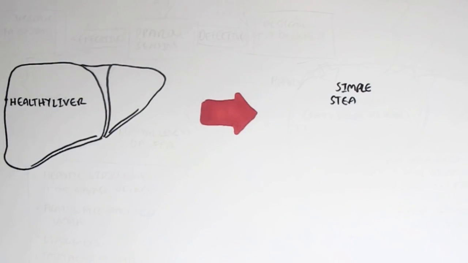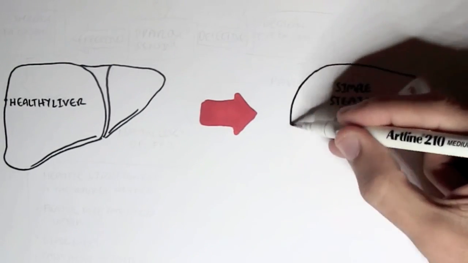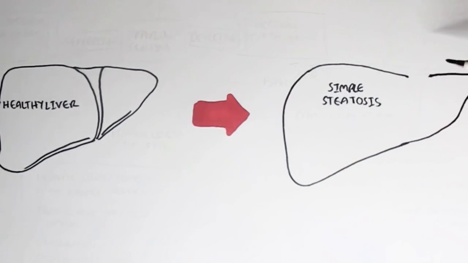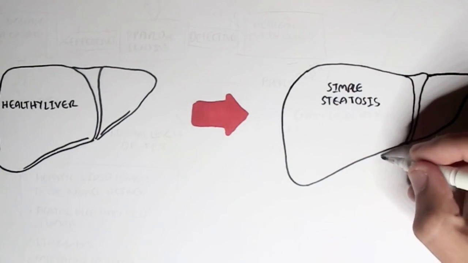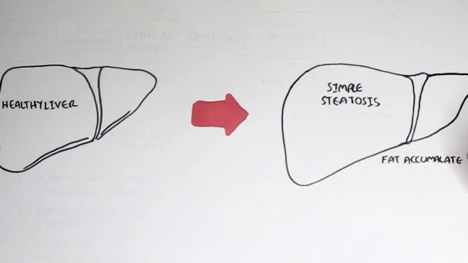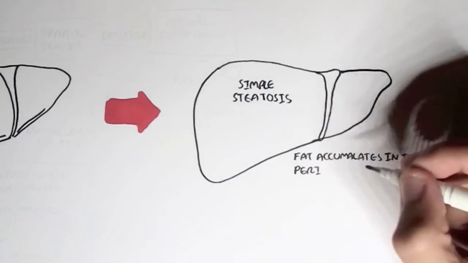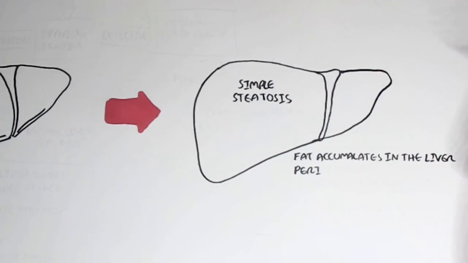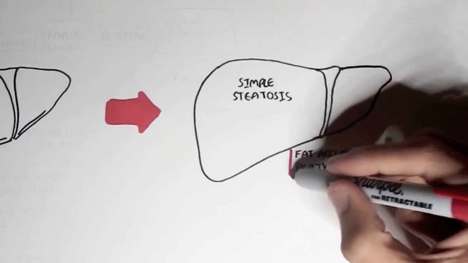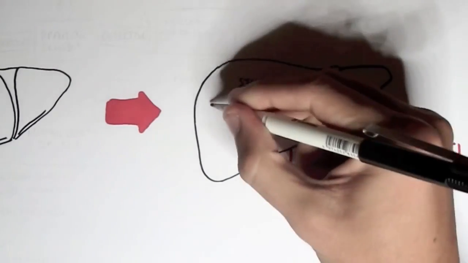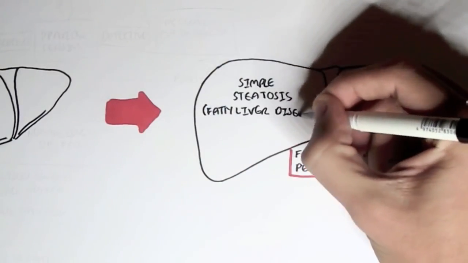So, for example, if we take in so much bad food such as ethanol and various fatty food, and drugs, this can lead to a state known as simple steatosis, where we have fat accumulation in the liver and we have what's called perivenular fibrosis, which is essentially small bits of fibrosis within the liver. And this is essentially the beginning of what's known as fatty liver disease.